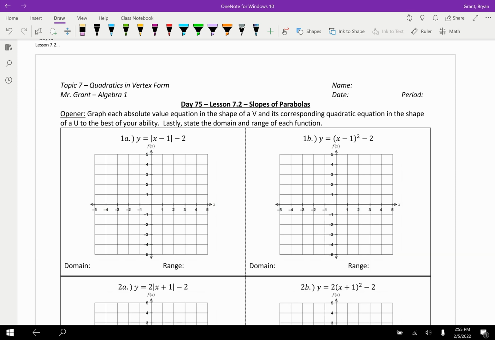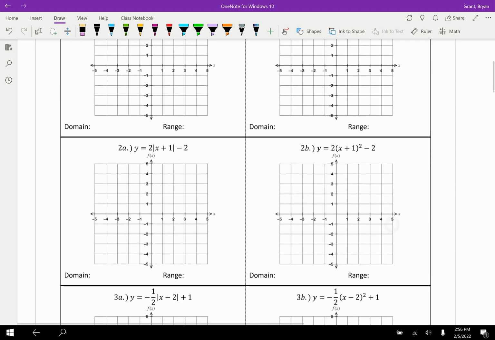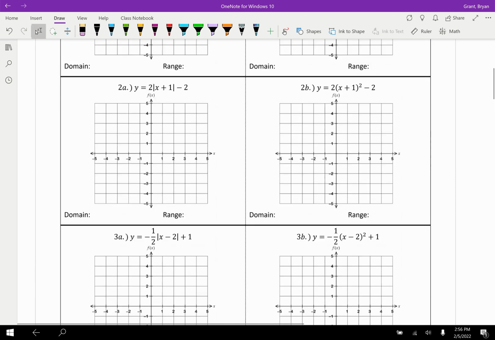Okay, marvelous Algebra 1 students, we are back in topic 7. This is lesson 7.2, titled Slopes of Parabolas. Lesson 7.1 is, of course, required viewing before this lesson because that's where we first learn about the idea of a quadratic equation. And can you spot any quadratic equations on this page?